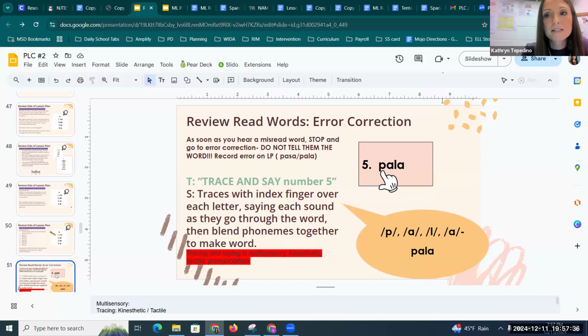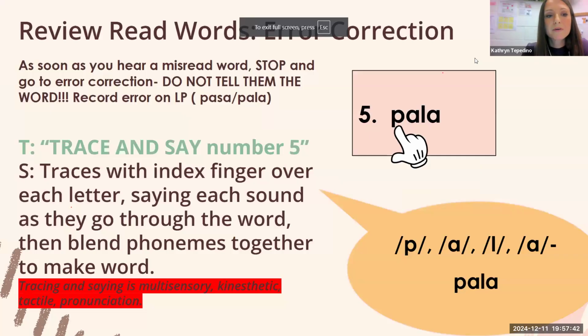When they make an error, so let's say they read pala as pasa, or whatever the case may be, you're going to stop them, and you are not going to tell them the word. You are going to error correct them, and you are going to say, trace and say number 5. You're not going to say, oops, or point, or no, you're just going to say, trace and say number 5. You're going to teach them trace and say, and they're going to trace and say each letter and each sound.